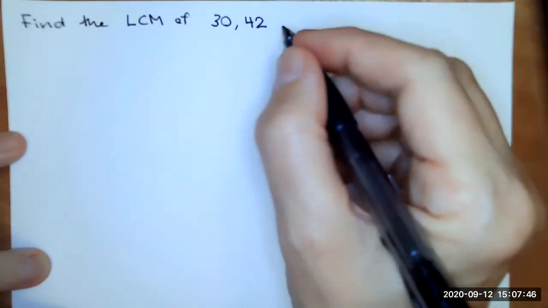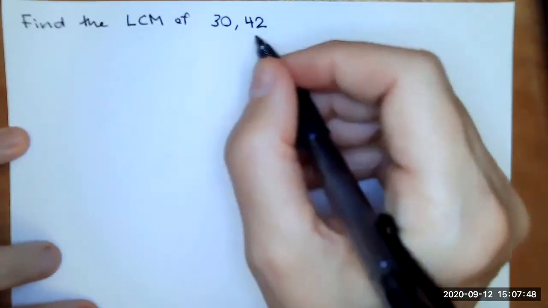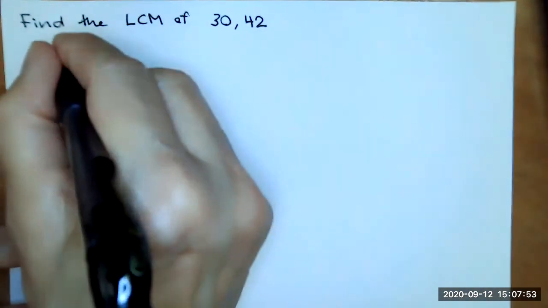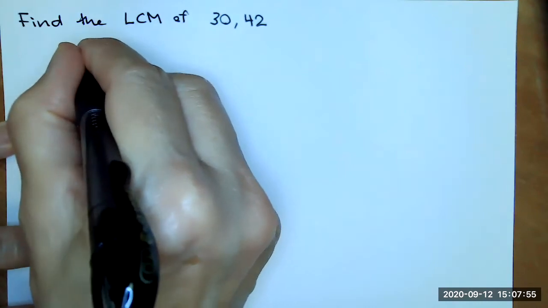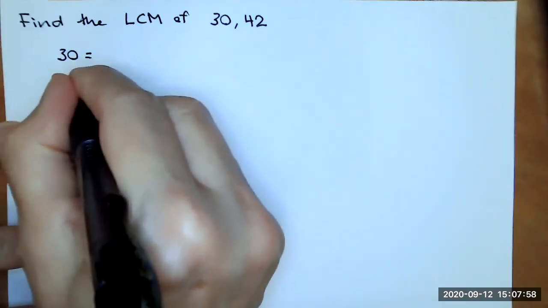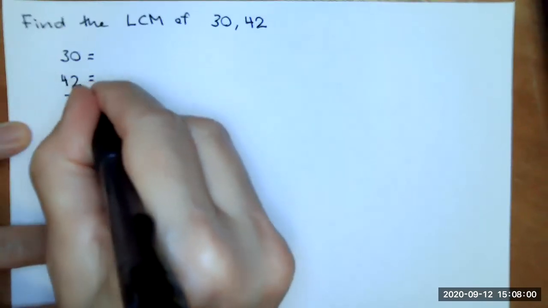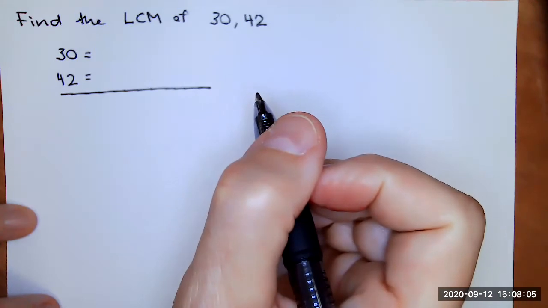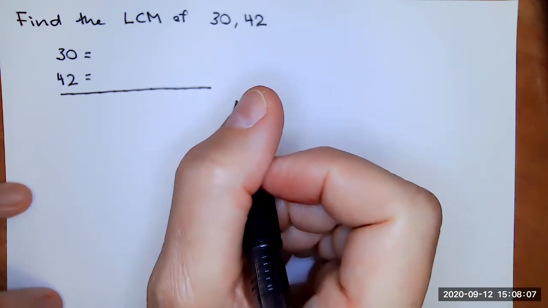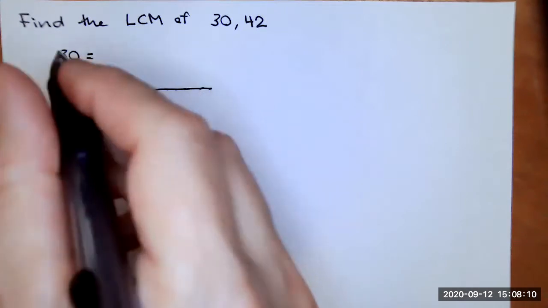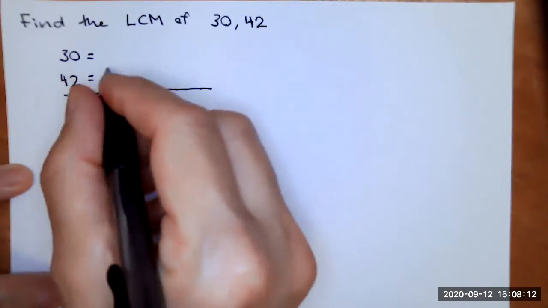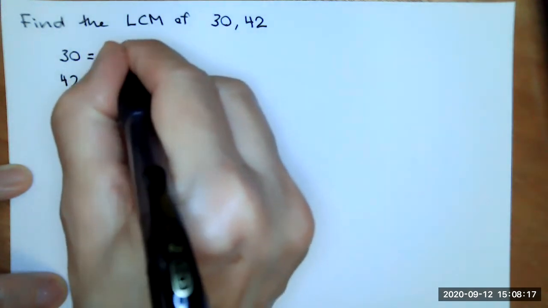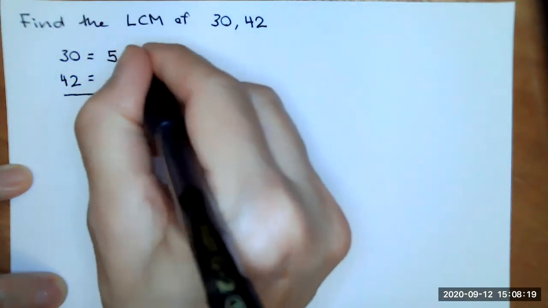All right, so you're probably ready for a challenge by now. Let's try finding the least common multiple of 30 and 42. So I highly recommend hitting the pause button and trying it on your own. All right, so I'll break down 30. So I could write 5 times 6, but remember 6 is not a prime, so I'm going to keep breaking it down.